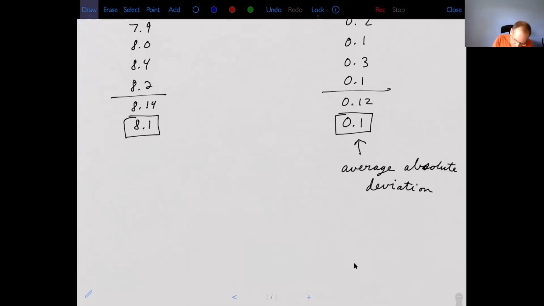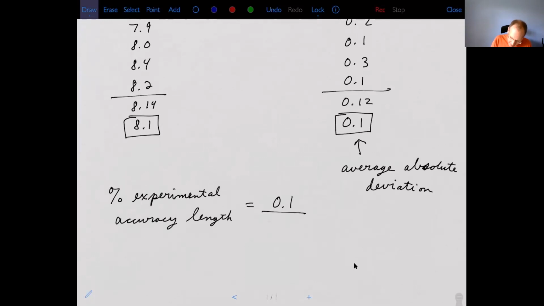So now I want to find the percent experimental accuracy for length. To compute that, I take my average absolute deviation, which is 0.1. I divide by my average length value, which is 8.1, and then I multiply by 100 just to make it a percent. And if you do that, you're going to get around 1.2%.